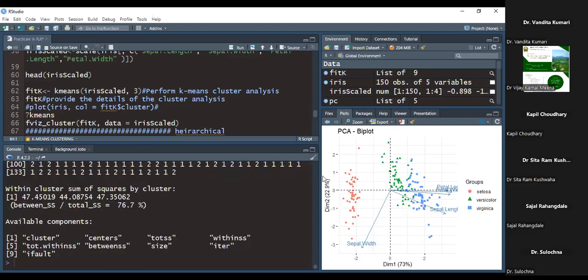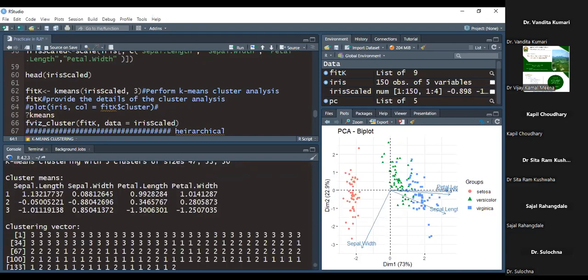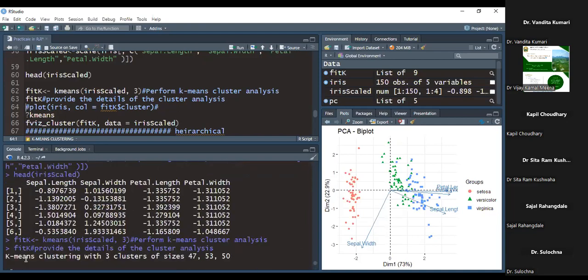So it mentions the clusters. It is the fitting of the clusters. So the result is like this. It has performed k-means clustering, where we have obtained 3 clusters, and each cluster is of size 47, 53, and 50. Okay, so these many observations are in the clusters.